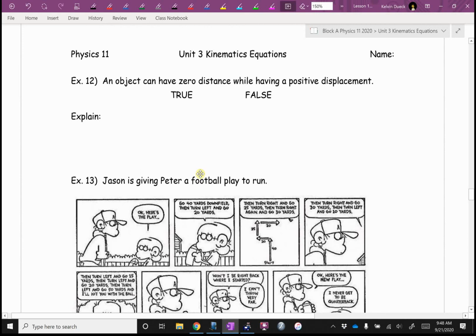Example 12. True or false? An object can have 0 distance while having a positive displacement. Once again, without blurting out an answer, we're going to vote. Once again, how high you hold your hand up is how sure you are of the answer. So an object can have 0 distance while having a positive displacement. Who says true?